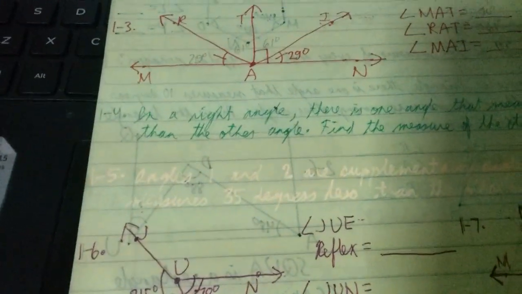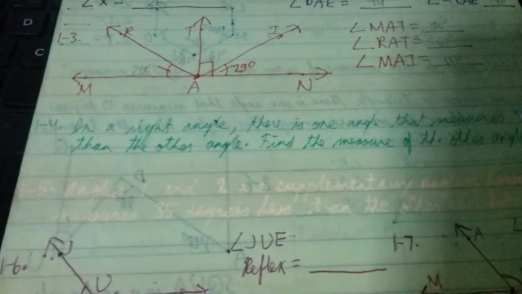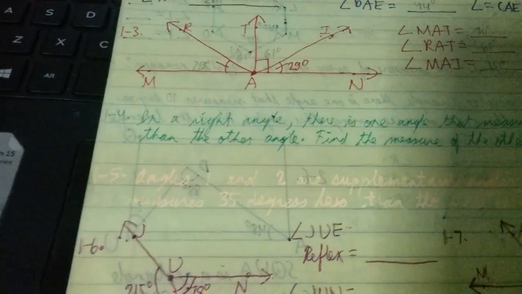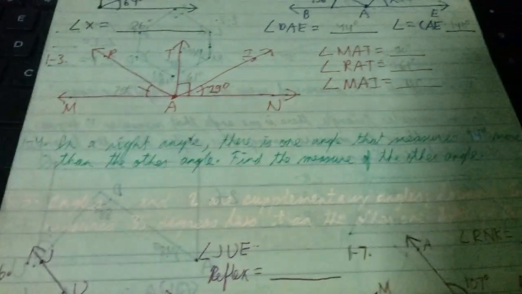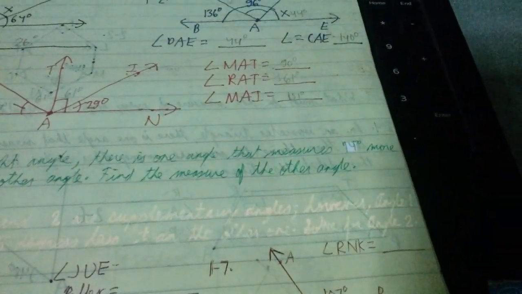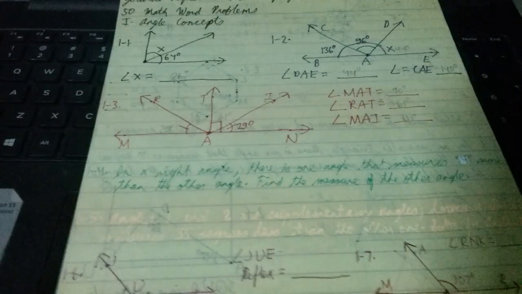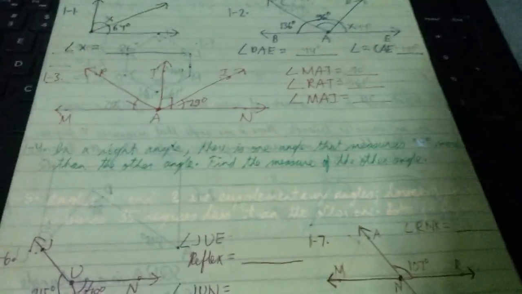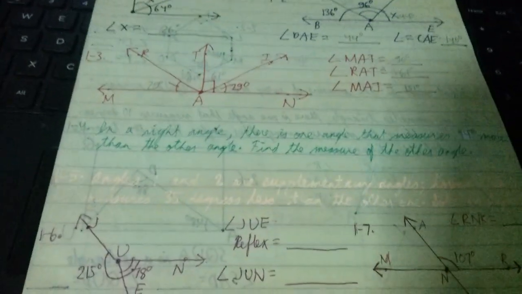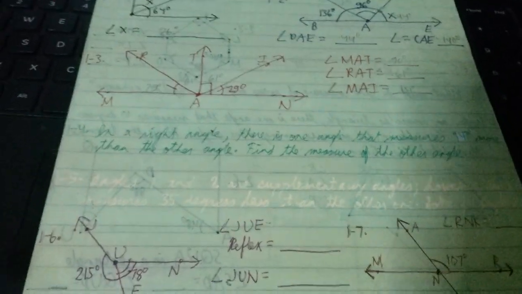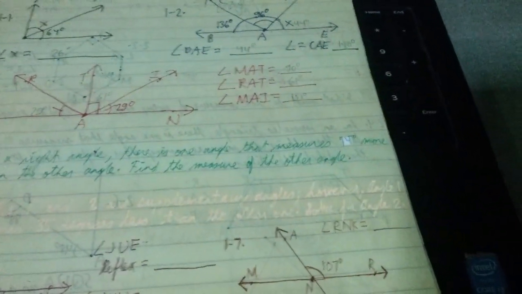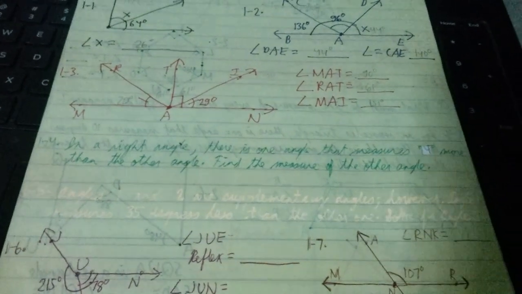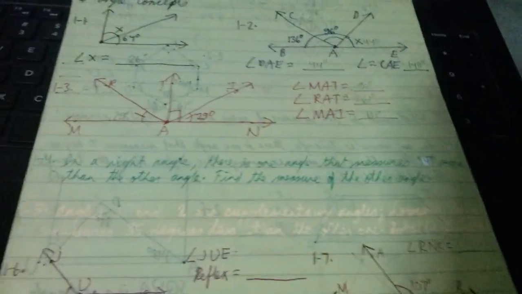Number 5. Angles 1 and 2 are a pair of supplementary angles. However, angle 1 measures 35 degrees less than the other angle. Solve for angle 2. Okay, in this one naman, it's still just like what you did in the fourth problem, kaya lang, it's a supplementary angle. It says here, angle 1, di ba, there are a pair of supplementary angles. Angle 1 measures 35 degrees less than the other. So now let's solve for angle 2.